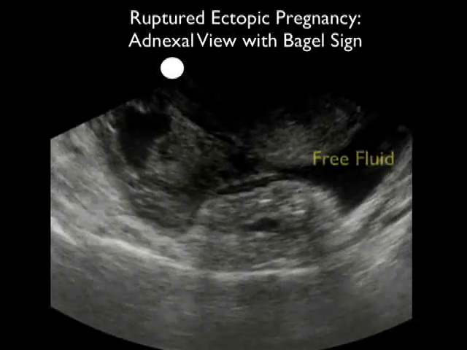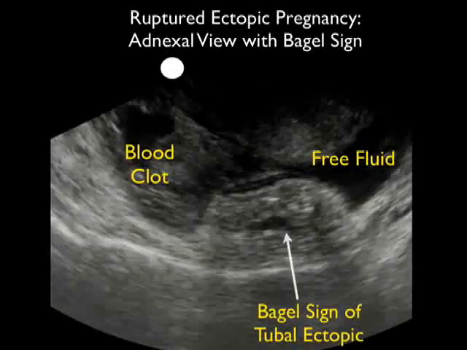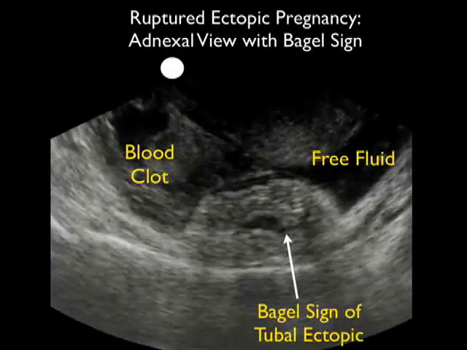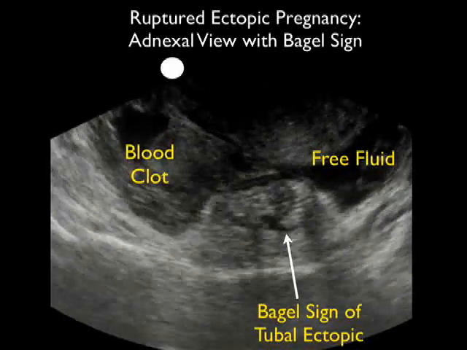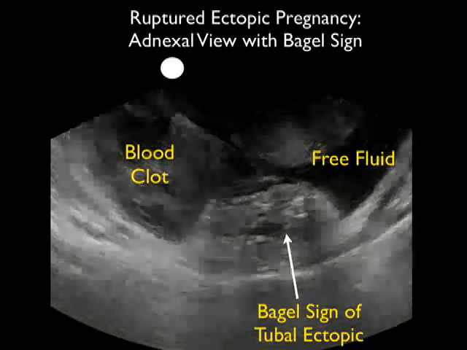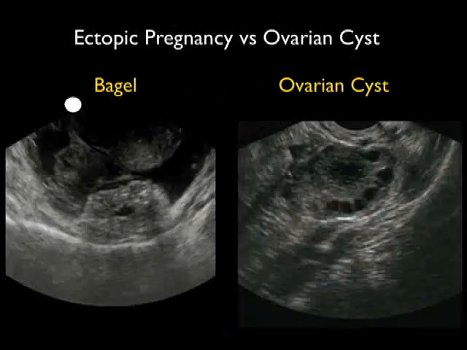So, given the absence of an intrauterine pregnancy, we decided to scan out to the adnexa, and notice here the presence of a Bagel sign of a tubal ectopic pregnancy. We see fresh fluid here above the Bagel to the right, blood clot to the left, and the more hyperechoic or lighter Bagel sign in the middle of the image.